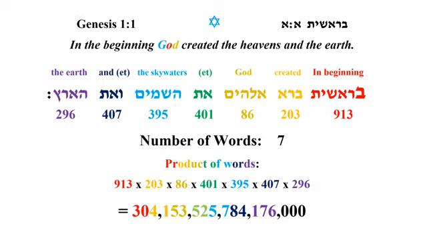Let's do the same thing for the words. The number of words in Genesis 1:1? Well, that's easy, 7. And now the product of the words. We're going to multiply together 913, which is Bereshit, times 203, bara, times 86, times 401, times 395, times 407, times 296. You end up with 304 quintillion. I don't know what comes after trillion, but it's 1,000 trillion, 304,000 trillion.